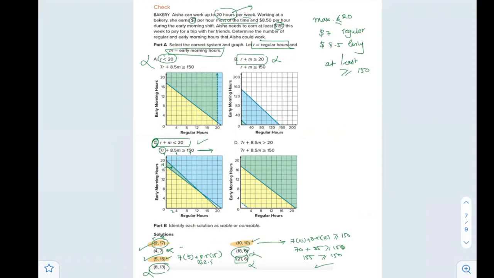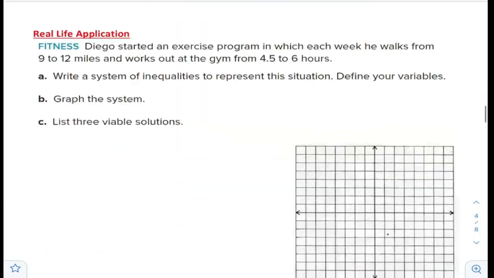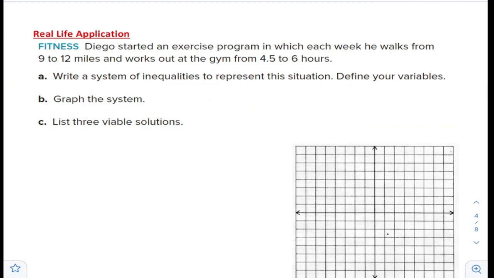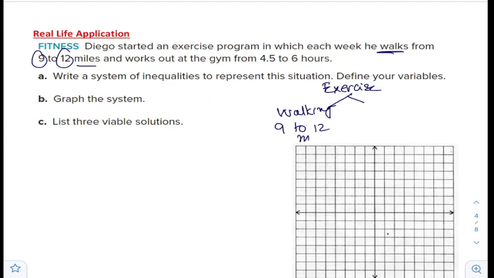Let's move to the real life application related to this lesson, and let's go back to the original. Pontego started an exercise program in which each week he walks from 9 to 12 miles. So we have walking, so the exercises are divided into 2 ways. We have walking 9 to 12 miles, and he has another way of exercises which is workout.